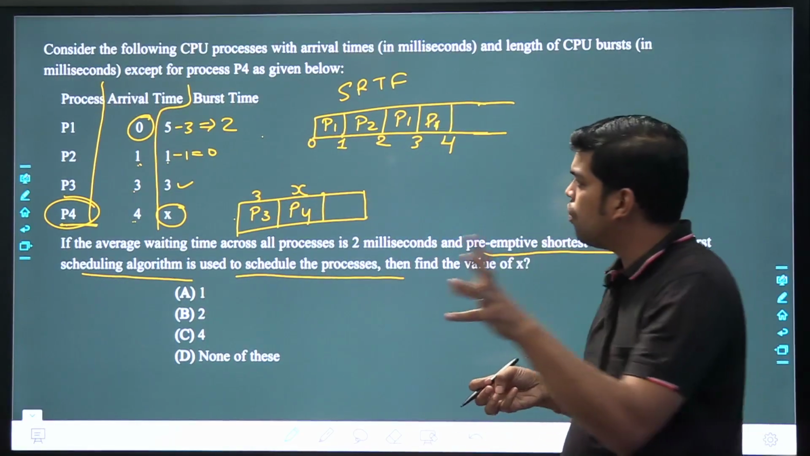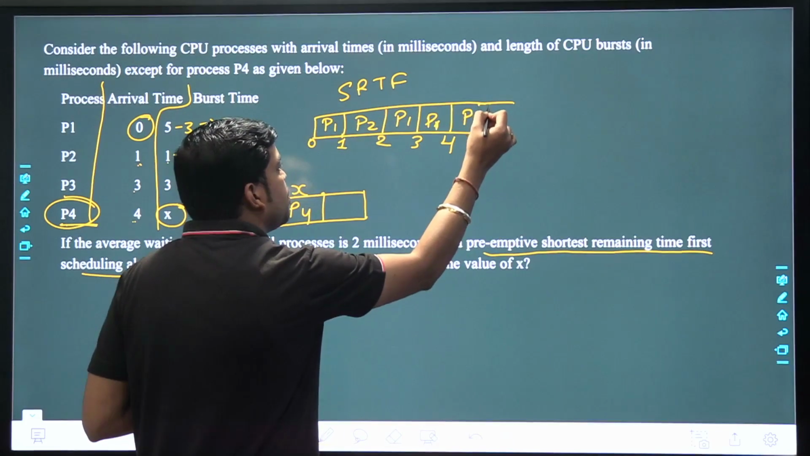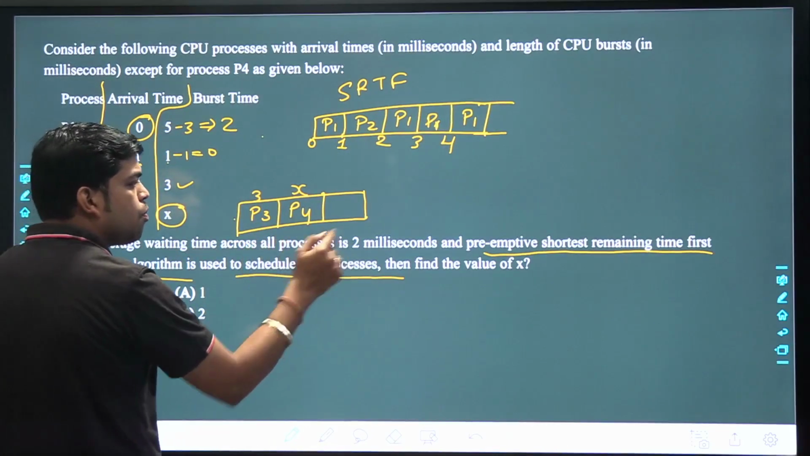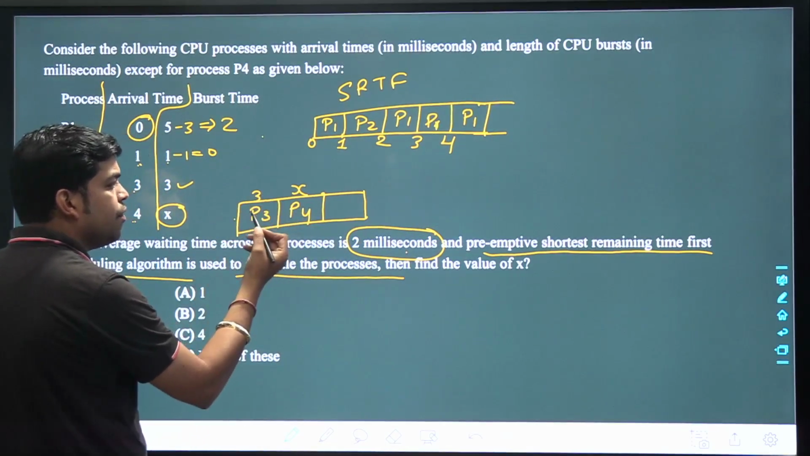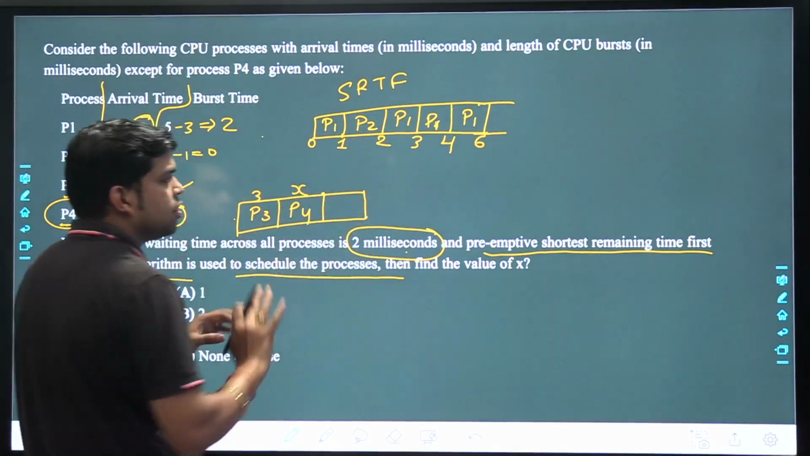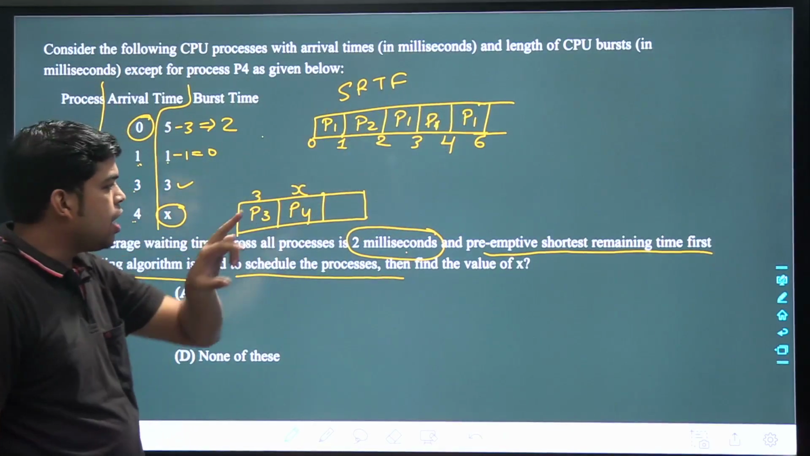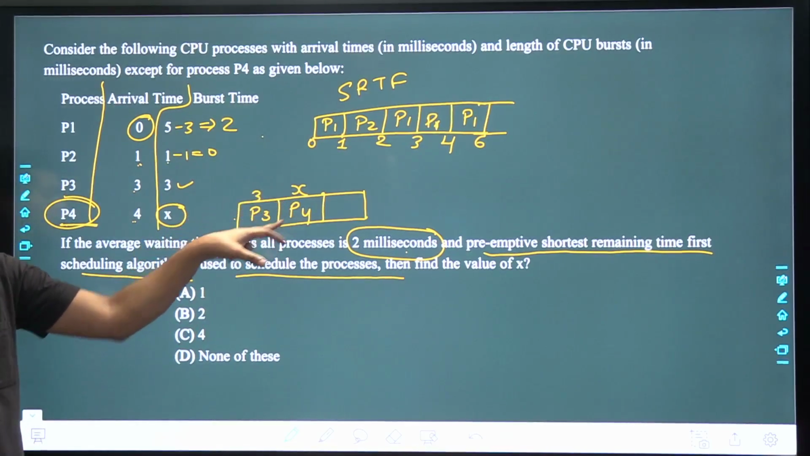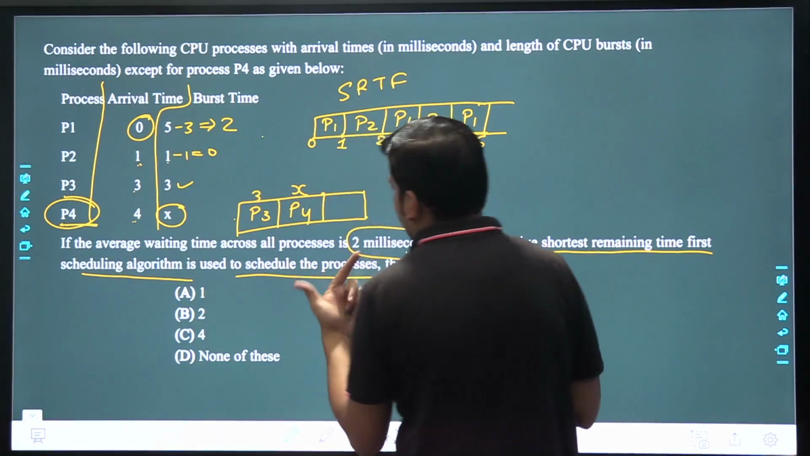Got it? So if we execute P1 continuously, in this case the average waiting time of all processes is 2 milliseconds. If we continue the process P1 and finish its execution till 6, got it? Just understand the concept: we execute P1 completely. Now we have processes P3 and P4 in our ready queue, so we consider either P4 and then P3, or P3 and then P4.